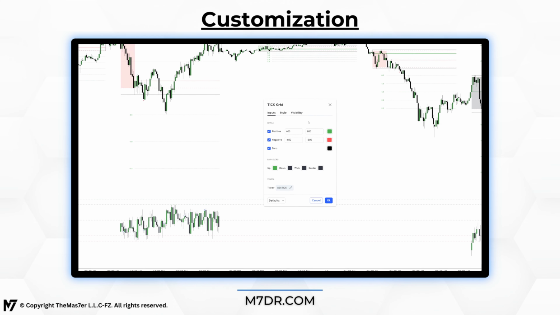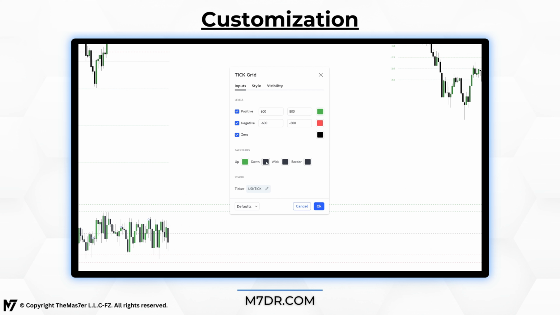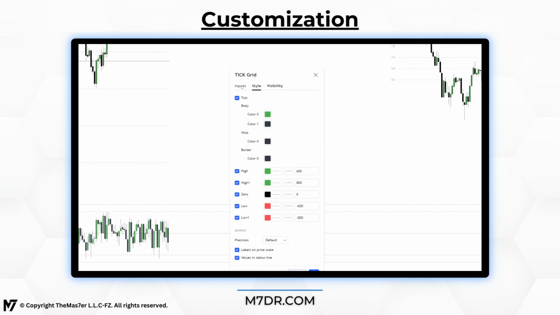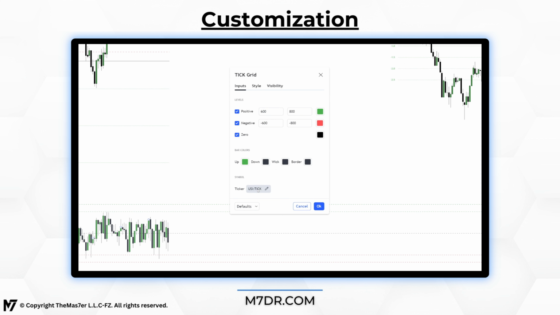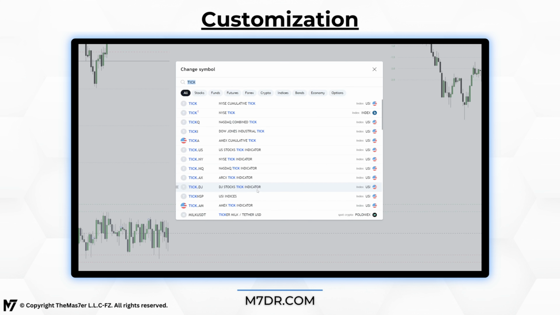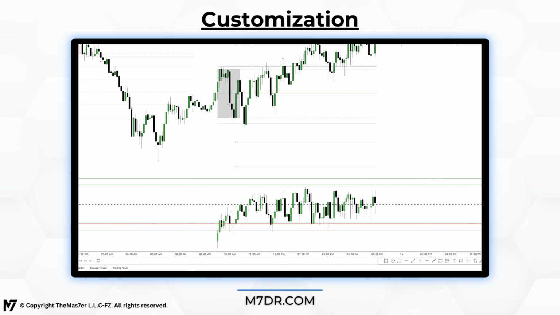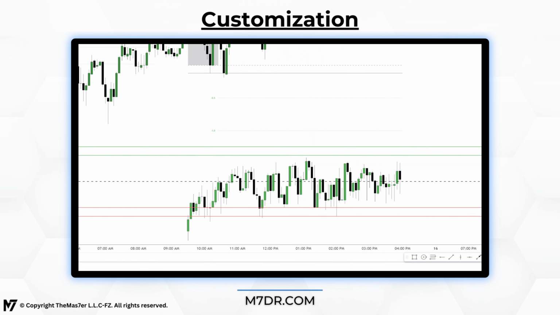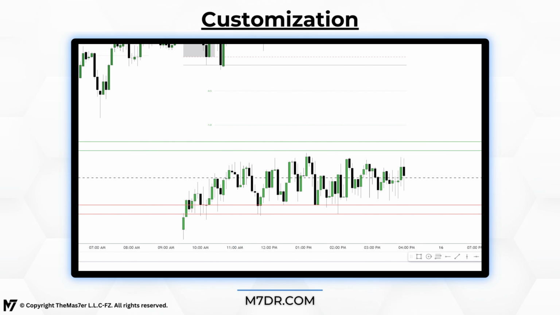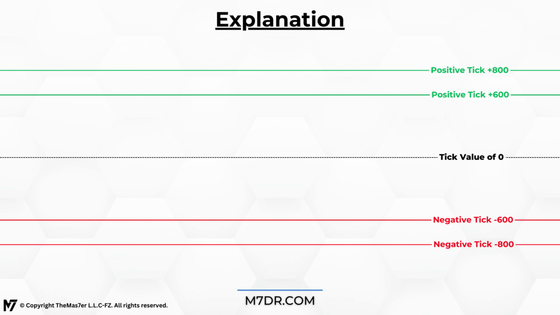Open the indicator settings and show inputs. You can customize the tick grid indicator however you like in terms of color and style. Leave the inputs for the levels as they are. The default ticker is the USI tick for the New York Stock Exchange and can be changed at any given time. Now that you've customized it to be perfectly visible for your eyes, it is important to understand what those levels and values mean. For demonstrating purposes, I will use this illustration before we jump back to the charts.